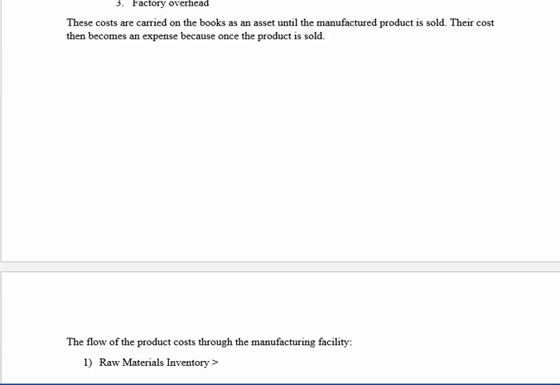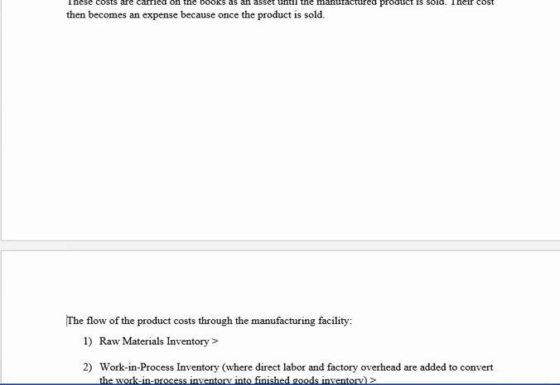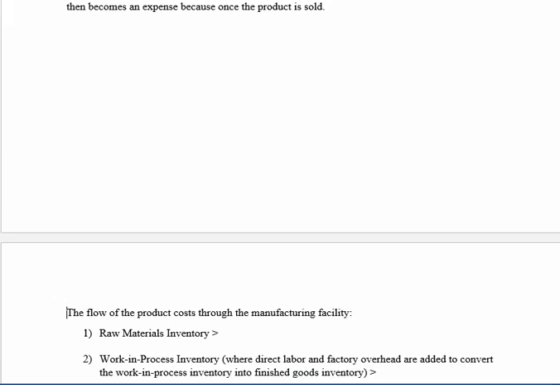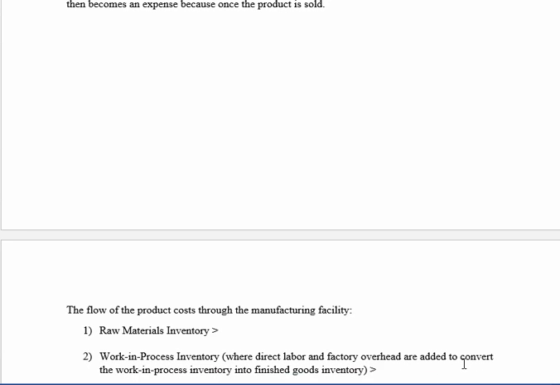Now once those raw materials are moved into the manufacturing facility, their cost then becomes a part of work in process inventory, where direct labor and factory overhead are added to convert the work in process inventory into our next account, finished goods. So as long as the cookies are still being made or packaged until they're ready to sell, once they enter the manufacturing facility until they exit it ready to sell, they're a part of work in process inventory.